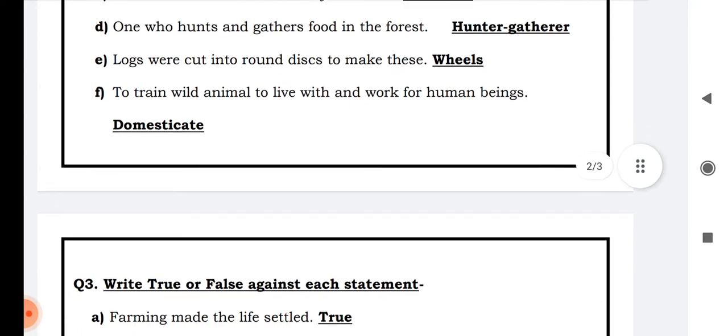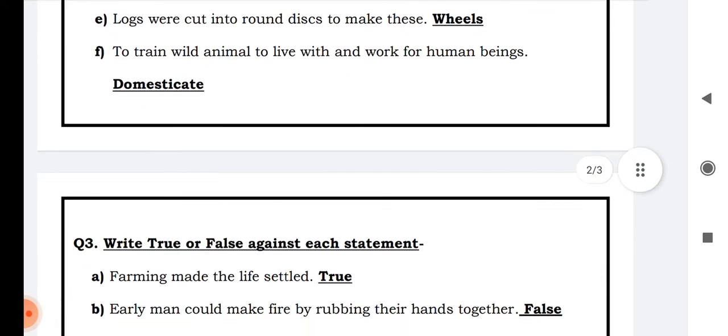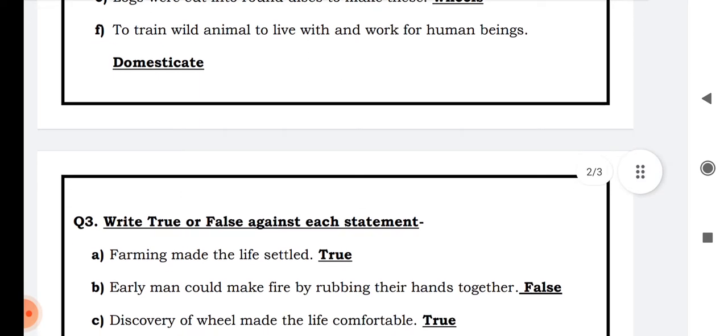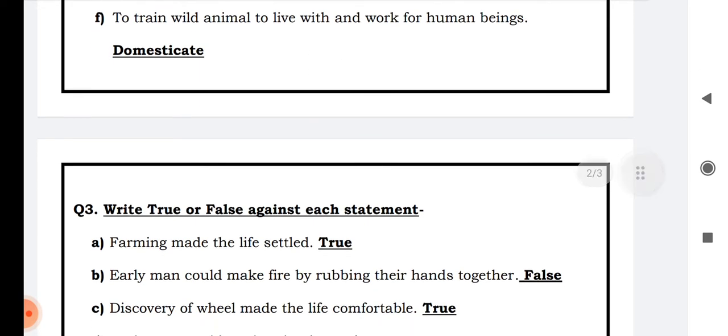E. Logs were cut into round discs to make these. We all know that early men saw the rolling log of wood coming down from the mountains, and they got the idea to make the wheel from it. So what was discovered? That was an invention. What was invented? That was wheels. F. To train wild animals to live with and work for human beings. Domesticate.